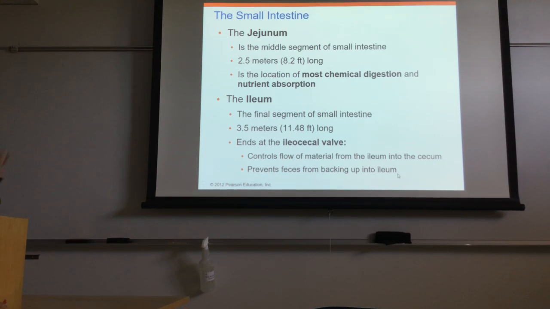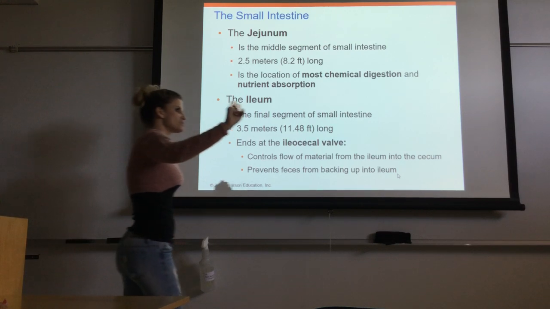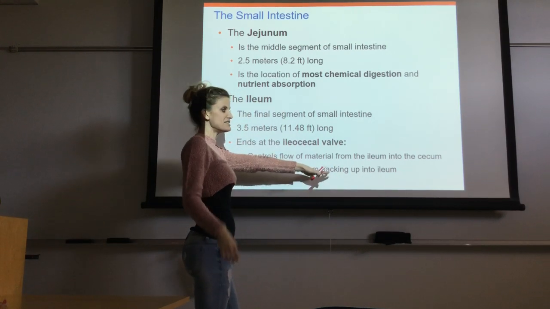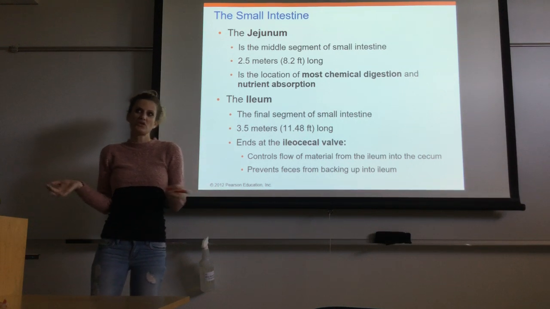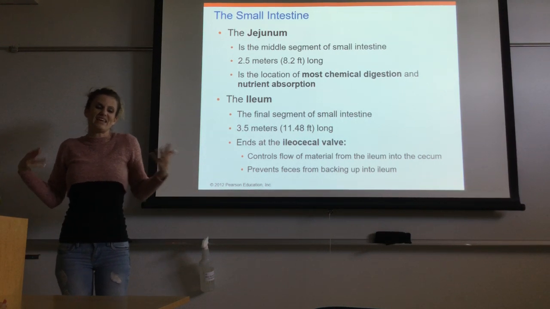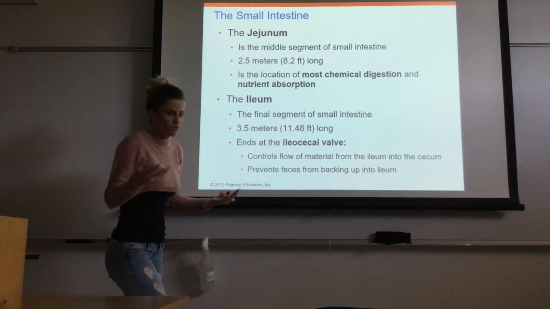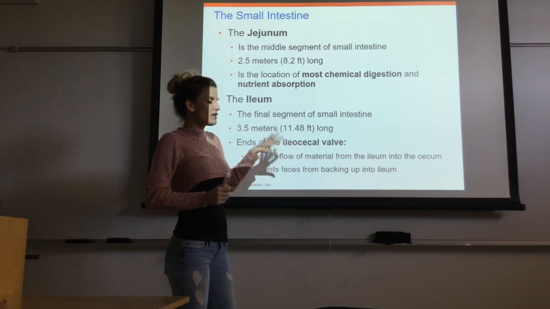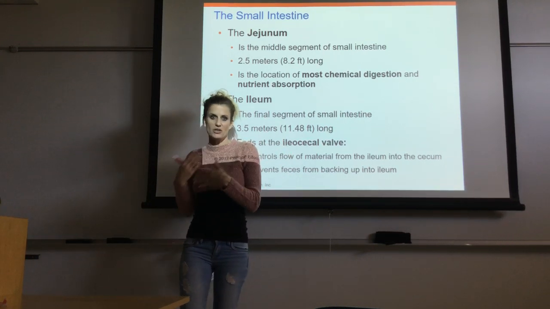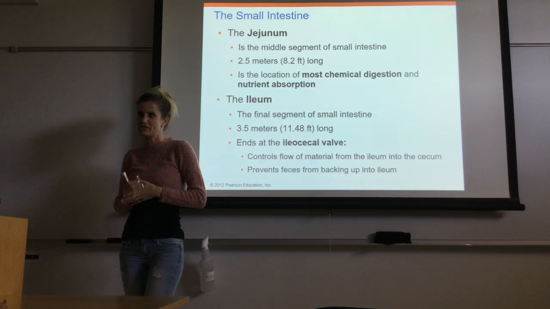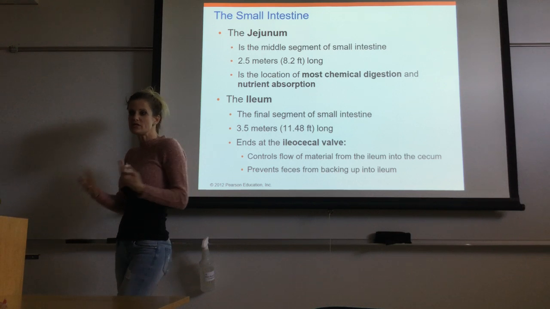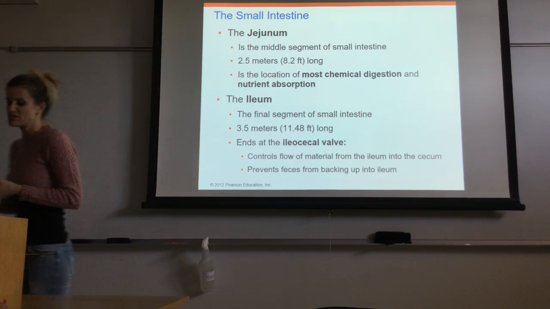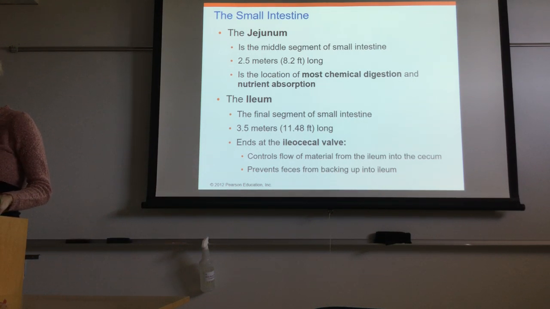This valve or sphincter also contracts or shuts in order to prevent feces from backing up into the small intestine. The large intestine stores feces, right? Pretty much the end of the line. It's got the waste products that we're about to get rid of. The small intestine, however, is still digesting and absorbing a bunch of nutrients, so we don't want that feces to back up into the small intestine. So the ileocecal valve or ileocecal orifice helps to prevent that from happening.